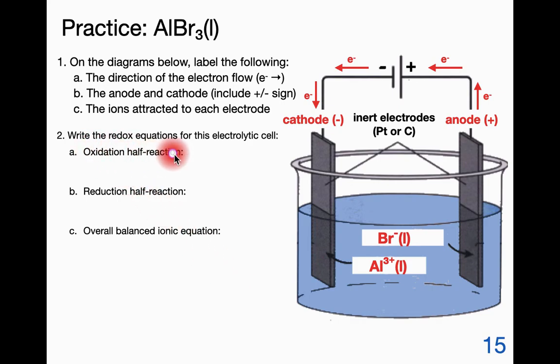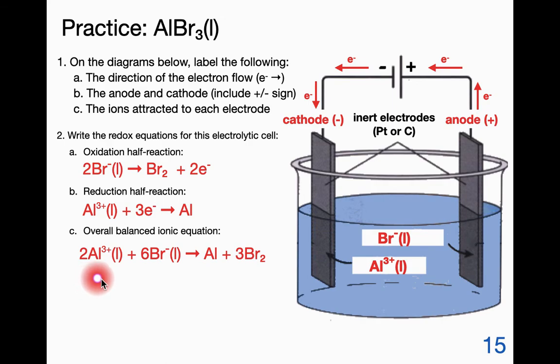Write the redox equations for this electrolytic cell. So bromide is undergoing oxidation, losing electrons, forming elemental diatomic bromine, and the aluminum is being reduced to elemental aluminum. Again, we're leaving phases off. The overall balanced equation: well, we have 2 electrons here, 3 electrons here, so we need to multiply the oxidation half by 3, the reduction half by 2, and this would be our overall balanced ionic equation.